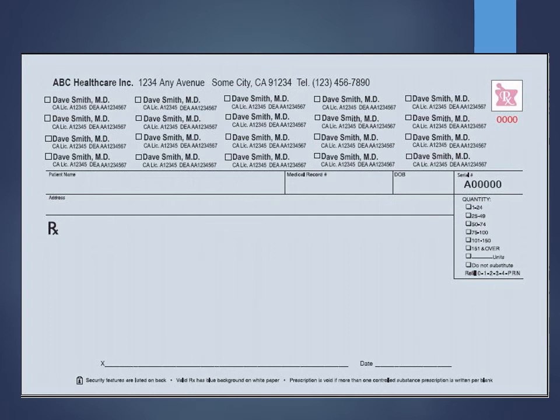Here's another example of kind of a pre-done script. In a lot of cases, you'll have multiple providers in a practice, and so you can just check off whoever you are. Obviously, there's a lot of Dave Smiths that work at this place, but again, you just write, okay, this is the one that I am. Some of them will have pre-done things like the quantity to dispense. You can just write in there or circle the number of refills. But again, you'll find lots of different ways that these prescriptions will be done.